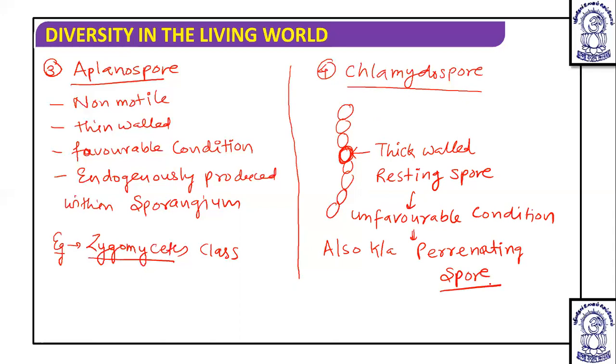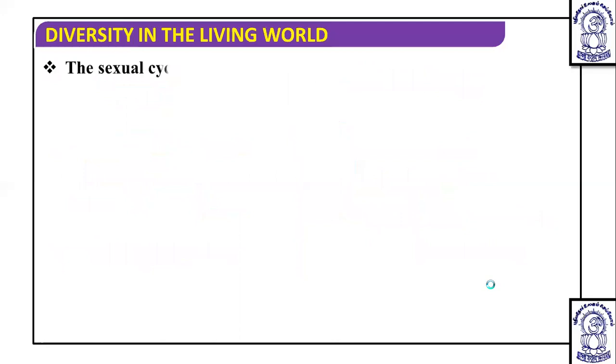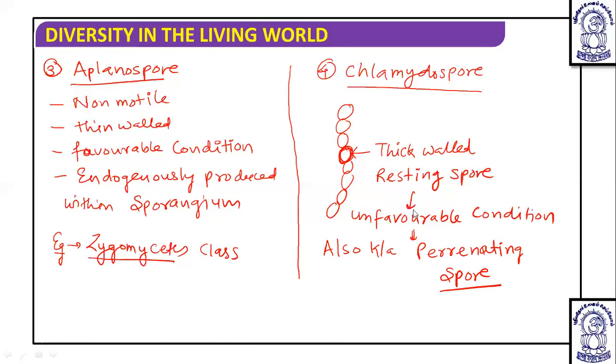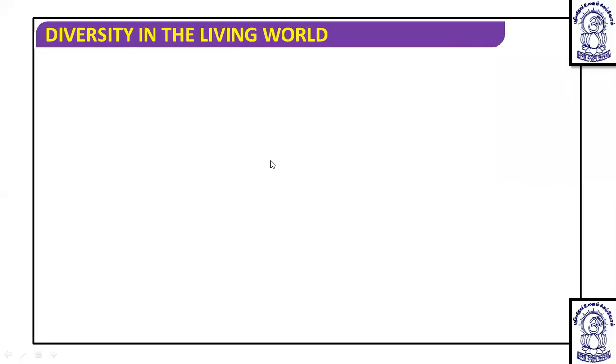Okay, dear students, so this is a chlamydospore. These are the different types of asexual spores, the mitospores, which are found in fungi. Now after this we are going to talk about the sexual life cycle, where we'll talk about different stages. Till now we have completed asexual reproduction in fungi.